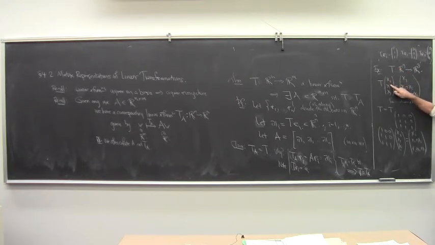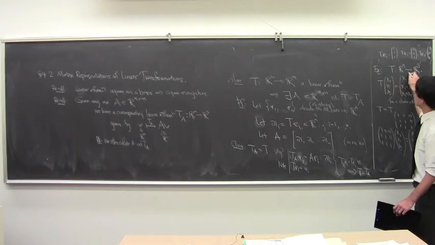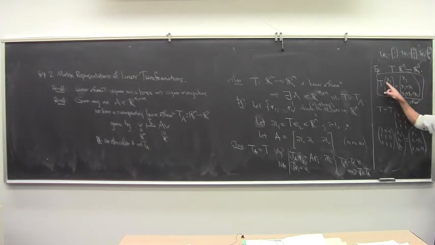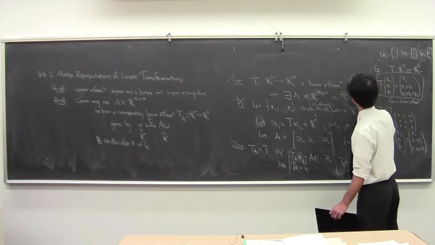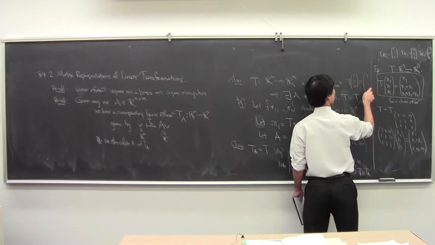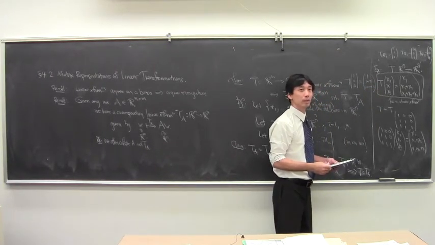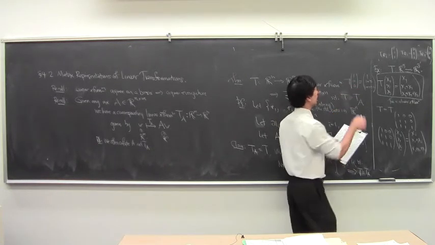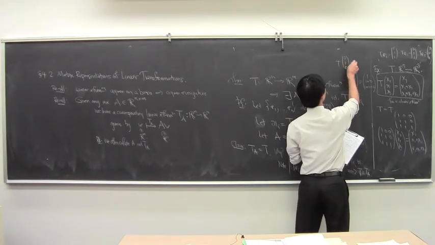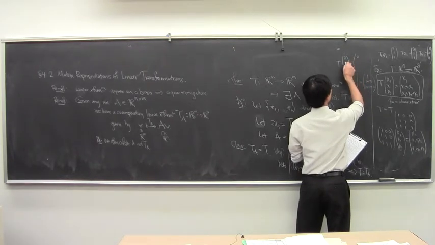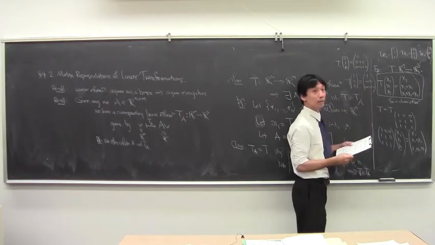No, T of 1, 0, 0 is going to be, if I remember what T does, T takes x1, x2, x3 to this. So T of 1, 0, 0 is going to give me x1, x1 plus x2, x1 plus x2 plus x3. That's 1, 1, 1. Okay. T of 0, 1, 0 is going to give me 0, 1, 1.